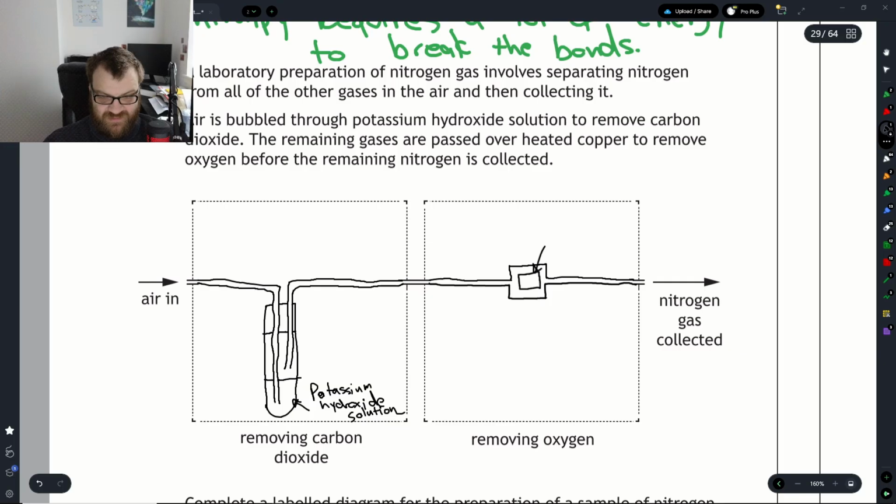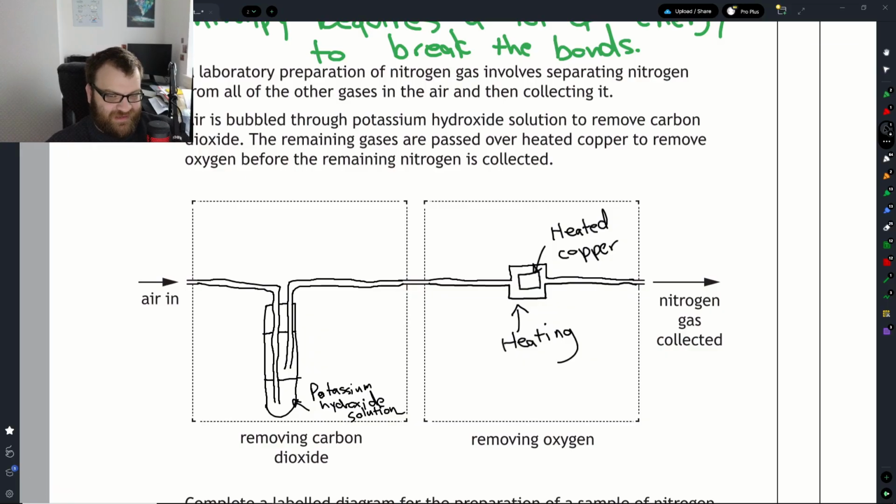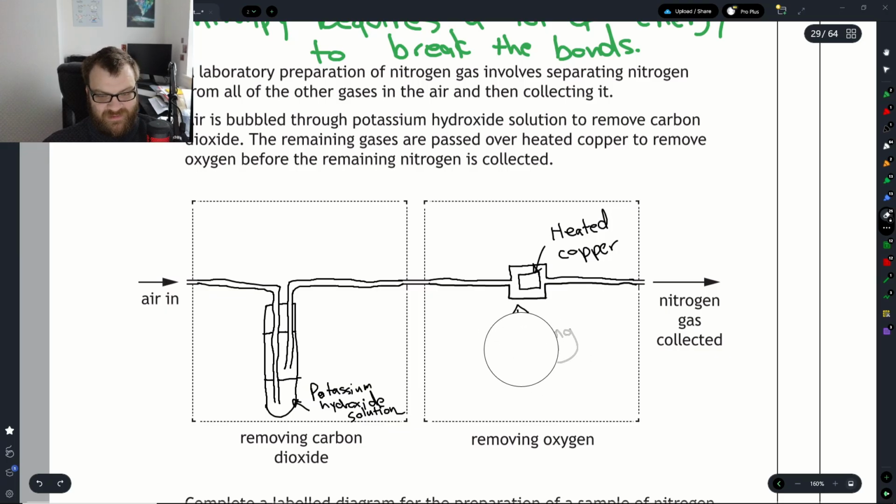This we need labelled. We can do this in two ways. We can either say this is copper. Another option would be to put an arrow saying that we are heating this. You could try to draw Bunsen burners, but I would definitely not recommend that. Just an arrow saying that you're heating it. Or if you label the copper as heated copper, that's telling the marker that you want it to be heated, and this will allow you to pass the gas out at the end.